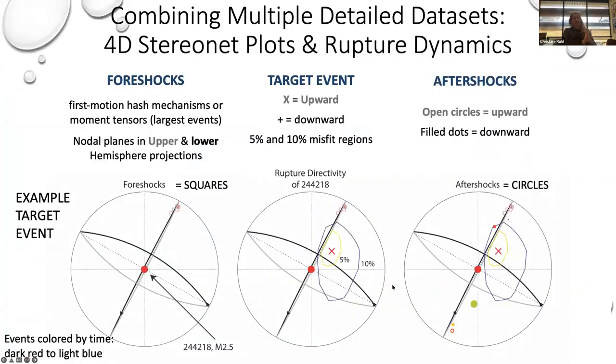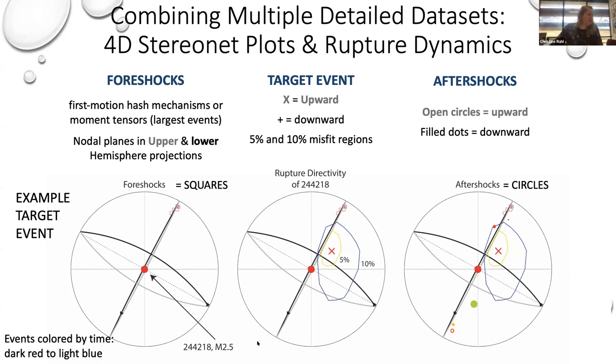So one other way that we can get at the fault geometry, and move beyond thinking about this as a static problem, is to get into the dynamics. Another approach to visualizing this that I've developed is looking at these 4D stereo net plots. This is data from the Mogul swarm, and what I did was break out the clusters. So we're looking at one cluster of seismicity, and this cluster had some foreshocks, some aftershocks, and a main shock, which I'm just calling the largest magnitude in that cluster.